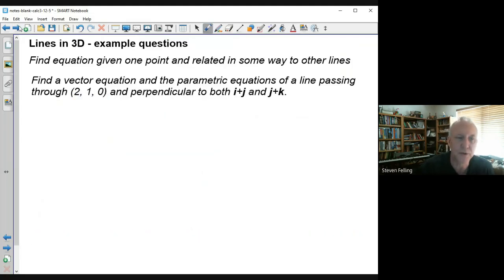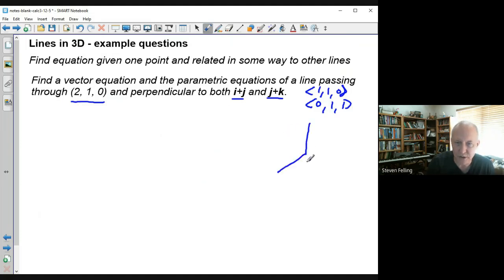Okay, here's another example. Let's say we want to find an equation given one point, and then it has to be related in some way to some other lines. Like let's say we want an equation of a line that passes through 2, 1, 0, but it has to be perpendicular to both these vectors. And these vectors are, let's see, 1, 1, 0, and also 0, 1, 1. So I need it to be perpendicular to both of those.